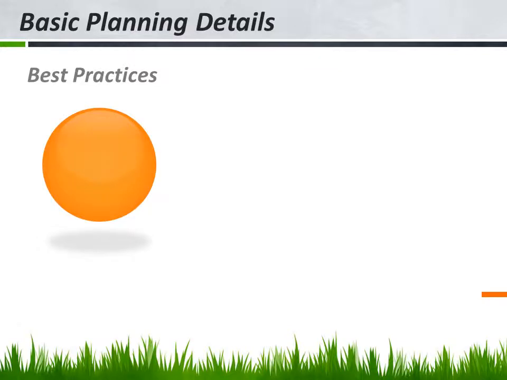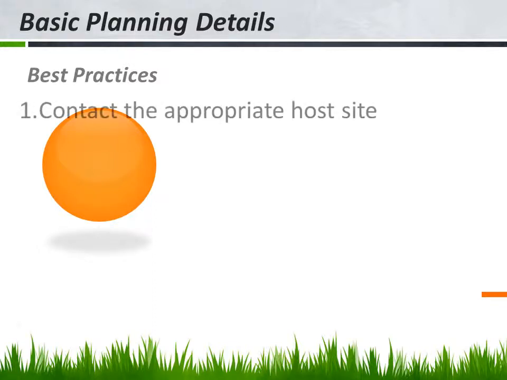When it comes to attending to the basic planning details, there are 5 points to consider. 1. Contact the appropriate host site personnel to determine that the location is open to group visits and to see if students and staff can provide support, such as arranging for guided tours, special presentations, or access to areas not normally available to the public.